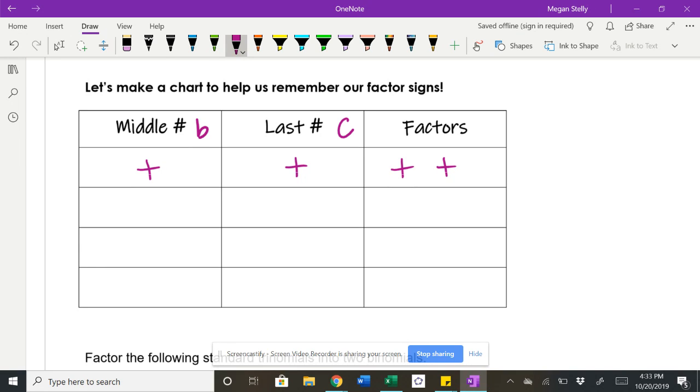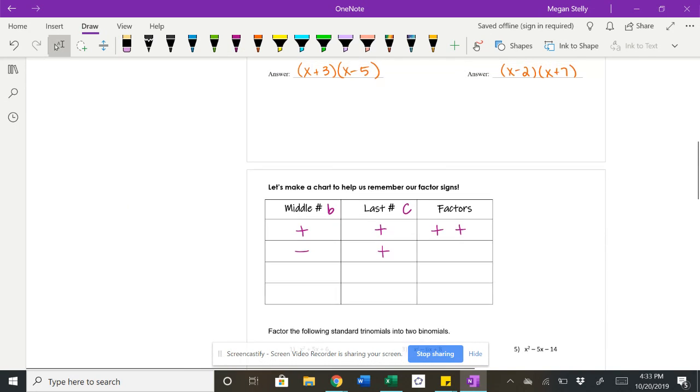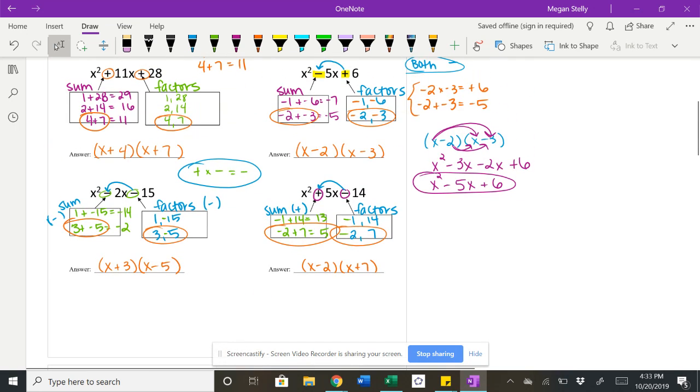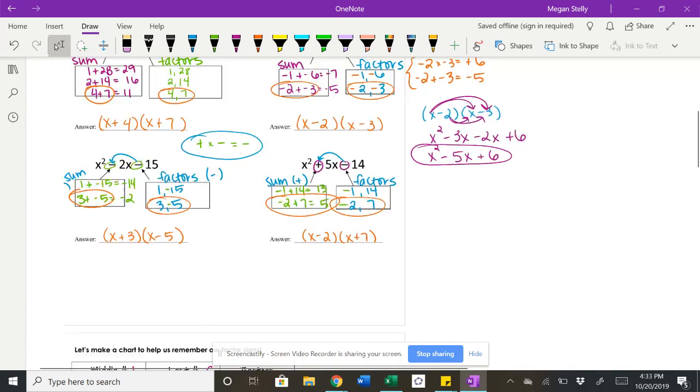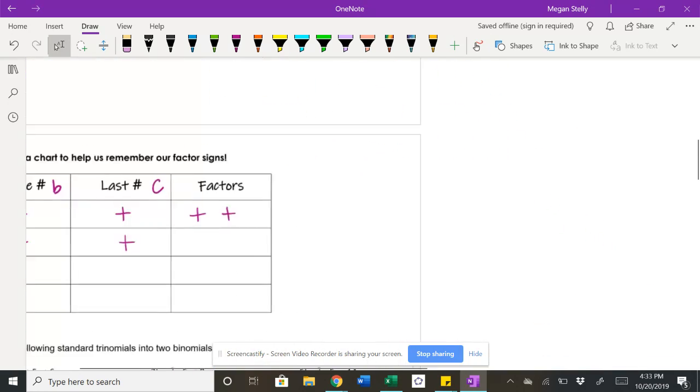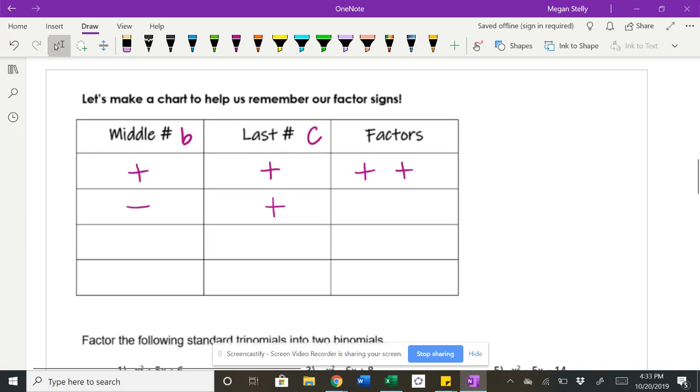When my middle number is negative and my last number is positive, well, remember that was this example up here. Middle number negative, last number positive. A negative times a negative is still a positive number. And a negative plus a negative will also be a negative number. So both of my factors are going to be negative.